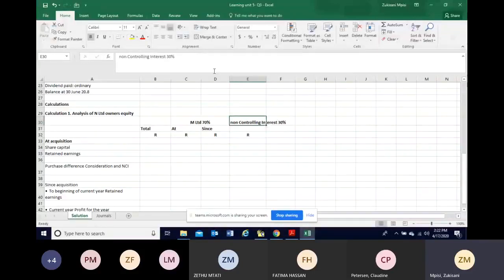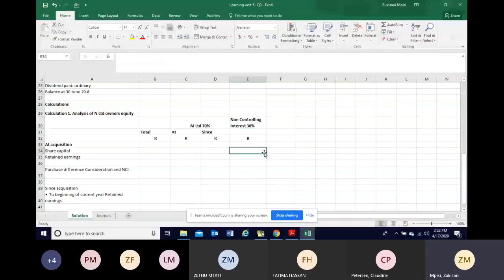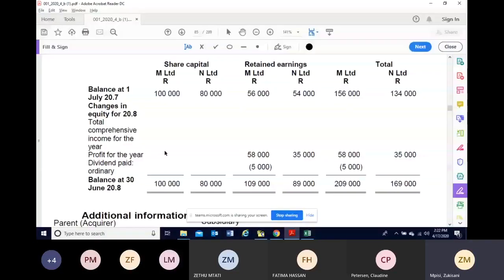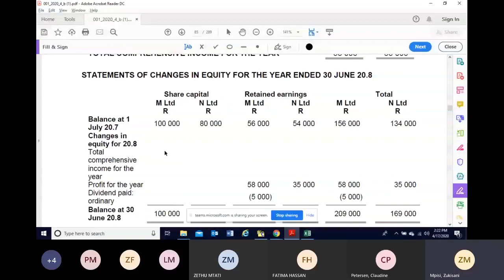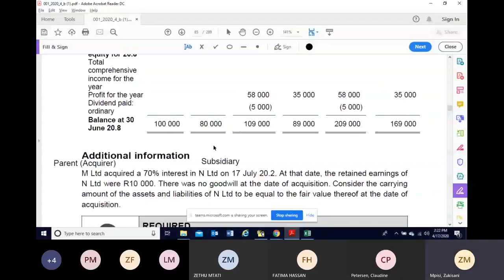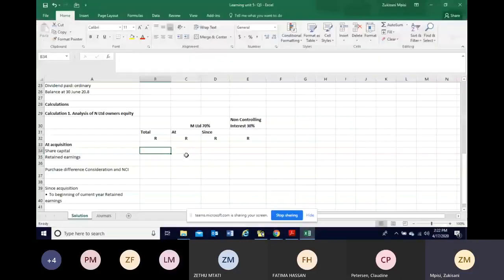This non-controlling interest, in other words, used to be called minority interest, because they do not have the full interest. Therefore, they are regarded to have the minority interest, non-controlling interest. So share capital at acquisition, we look at how much was the share capital. So let us go to what we are given. NLTD had 80,000, which means that our share capital was 80,000.